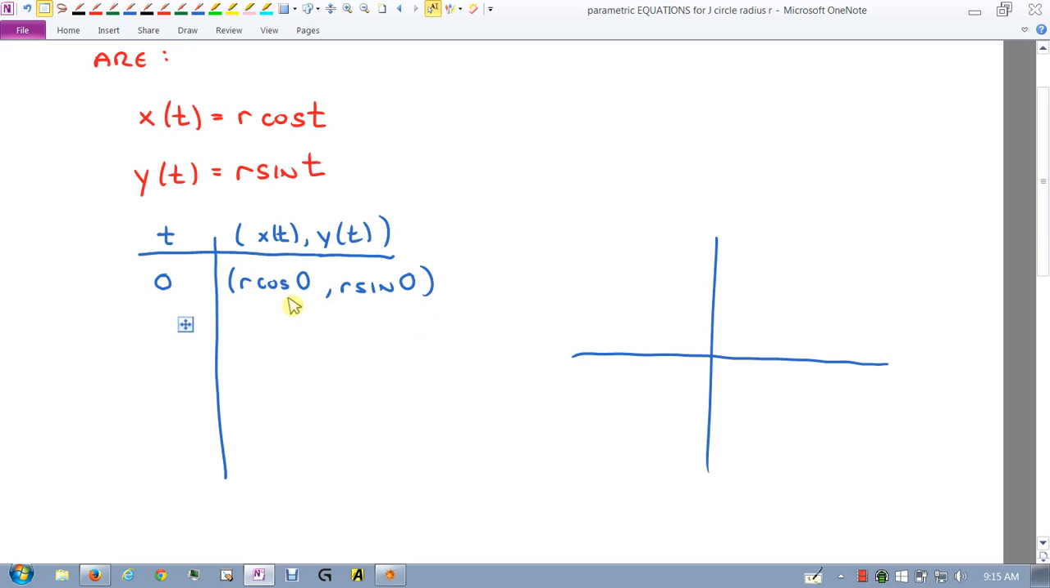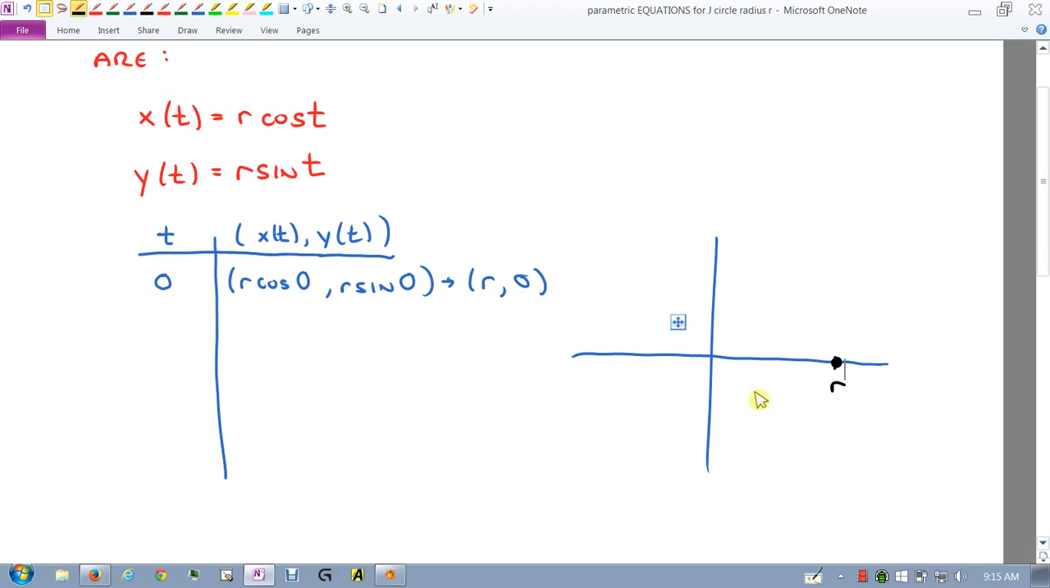Yeah? What's cosine of 0? 1. What's sine of 0? 0. So you're going to get r times 1, which is r, and sine of 0 is 0. It's going to kill everything off. So that means that you want to plot the point (r, 0), which means you walk out to the right r, and you put a point there.